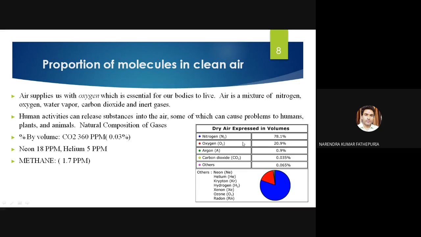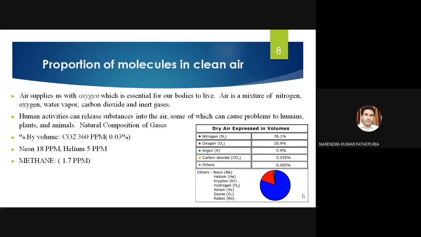So if you see the first composition of gases in clean air in our atmosphere, this is the typical composition of gases. Without any pollution, this is our atmosphere. In the stratosphere we have a typical composition of these gases, right? Nitrogen is roughly 78.1%, oxygen is 20.9%, argon is 0.9%, carbon dioxide is roughly 0.035%, and other gases are 0.065%. Some other inert gases are also there, like neon, helium, krypton, hydrogen, xenon, ozone, radon, right? So this is the pie chart. You see that we have 78% or 79% nitrogen only.